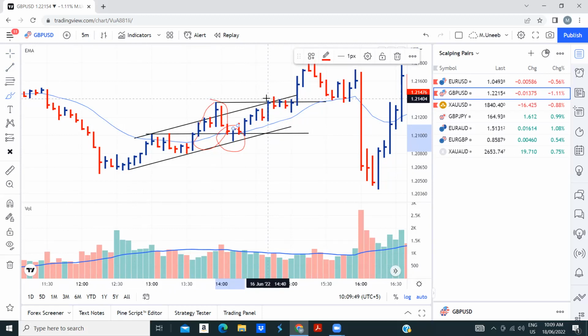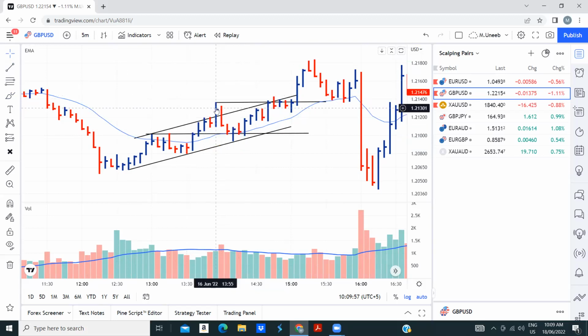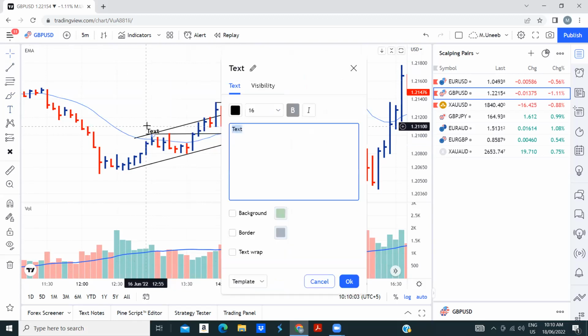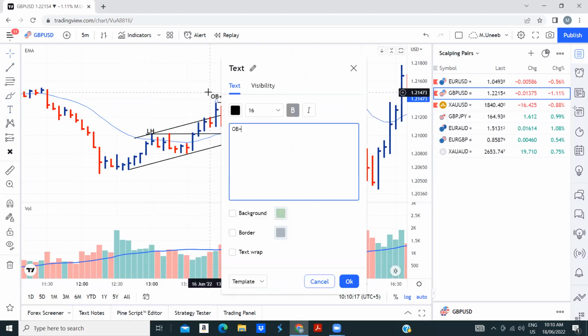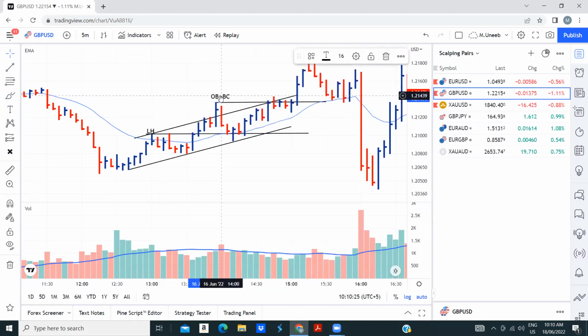Don't really understand. Okay, I'll show you. Now this is AR. This is the last high. Can you see the last high like this one? We call it LH, last high. Okay. Let's suppose OB plus BC, buying climax, right? And then this is AR.